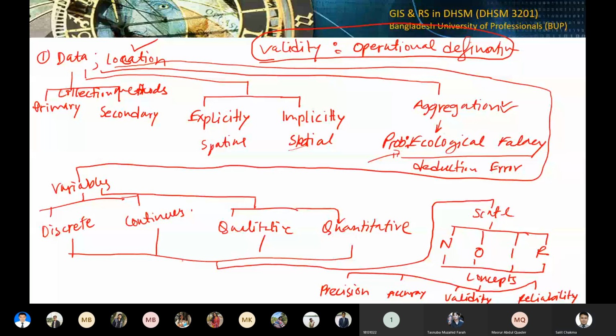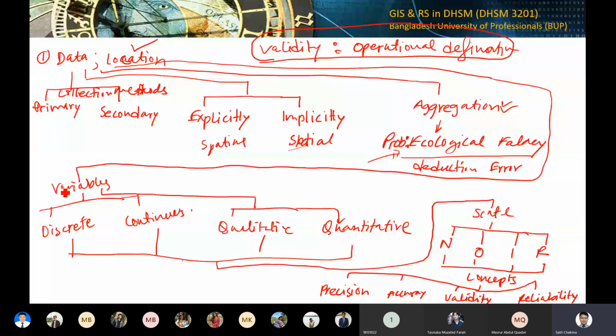Okay, so ecological fallacy নিয়ে কারো কোনো প্রশ্ন আছে? Okay, so now next one is the variable. So the data, when you have data, now the data is stored as variables, right? That we know from our 2207 course.